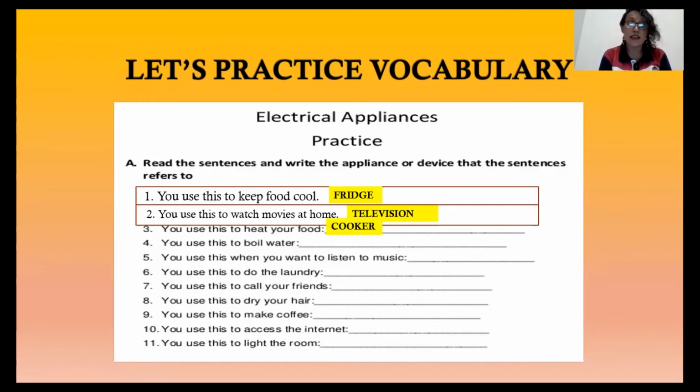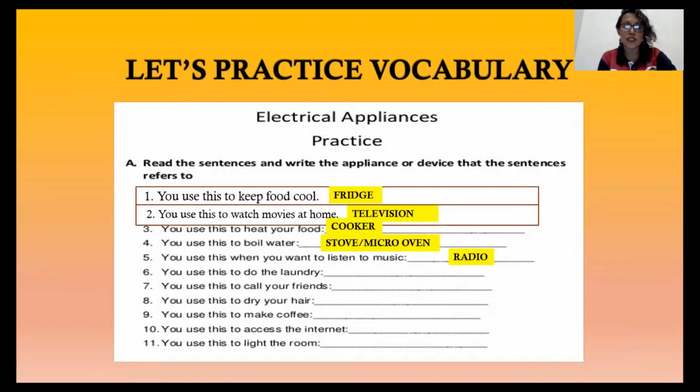Cooker, okay? 4, you use it to boil water. It could be the stove, the microwave oven, because you can boil water there too, or also in the cooker, okay? All three are correct. 5, use this when you want to listen to music. Excellent, music. I love music. So, what do you use to listen to music? Radio.